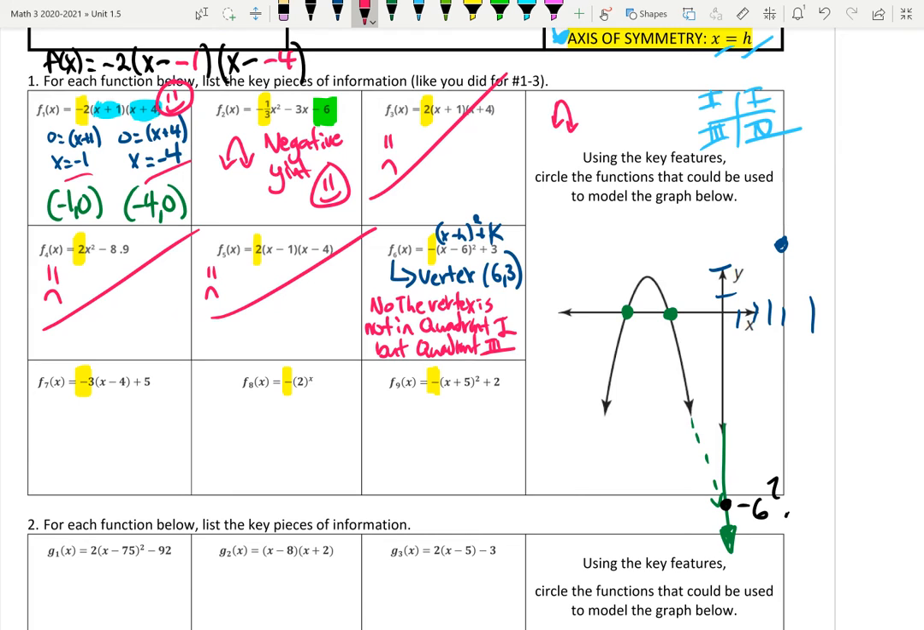Same thing. The next one is in vertex form. It's going to be -4, 5. Let me check this with my graph. I go over 4 and then up 5. This can be a potential. Yes, it matches. The vertex will be in quadrant 3.